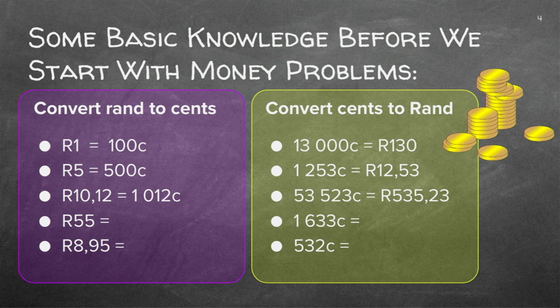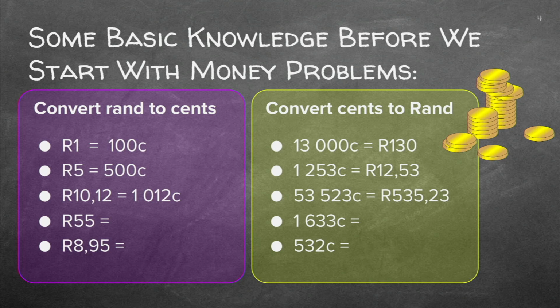Now, some basic knowledge before we start with money problems. Convert rand to cents. Now, 1 rand equals 100 cents. So that means the first two values will be equal to your cents. Let me show you some examples.